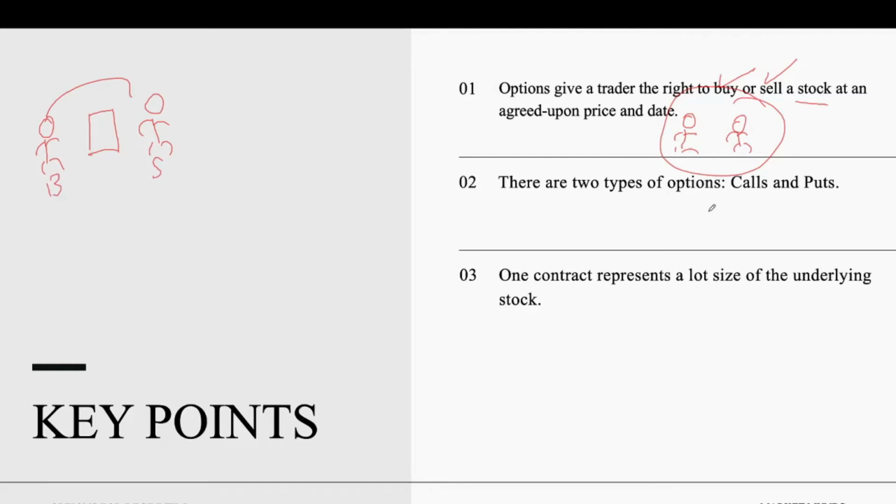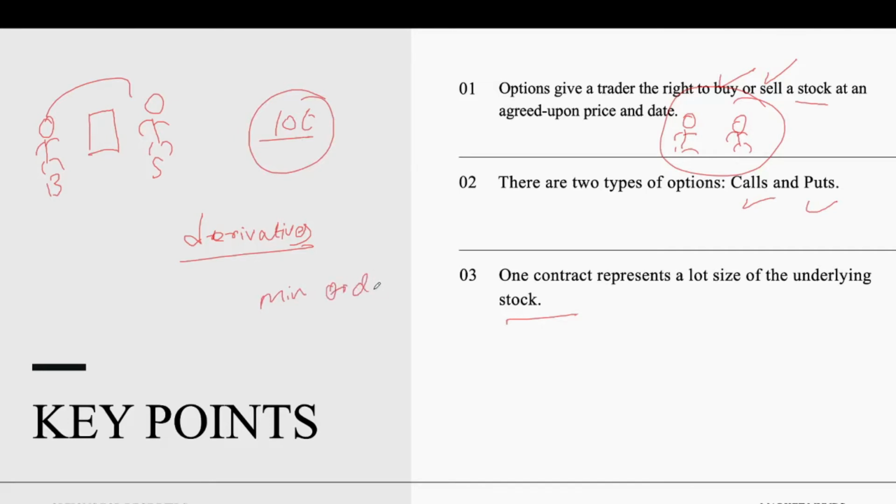So there are two types of options, call options and put options, which we are going to come to further. Do not worry. One contract represents a lot size of an underlying stock. So I told you again, you should be familiar with derivatives. Without derivatives knowledge, you will not be able to understand options, because here it works on a lot basis. Okay, so let's assume, what is a lot? If you guys have forgotten, minimum order quantity, you can say.